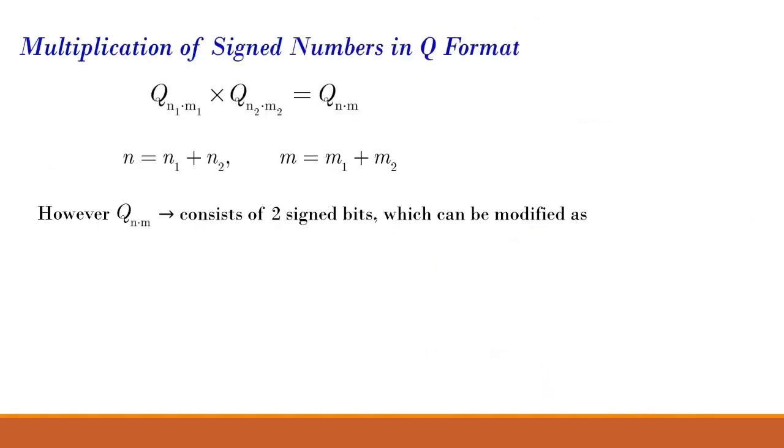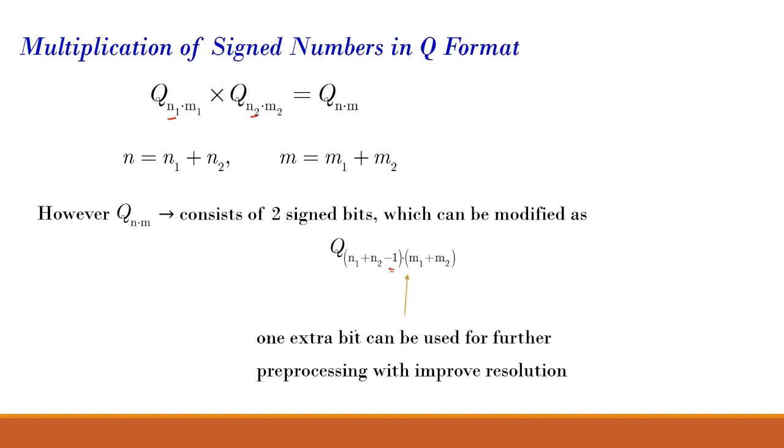Similarly, if we are doing multiplication, these values get added up. They have to get added up, and sometimes we have to subtract one from it. So this is what happens when multiplication is there.